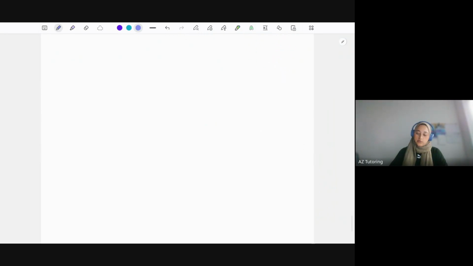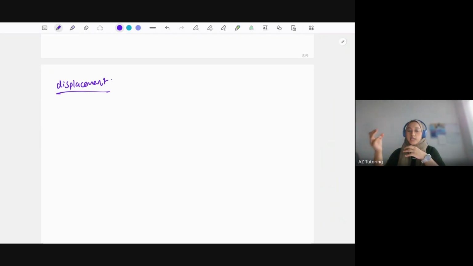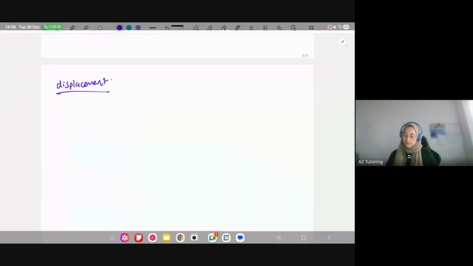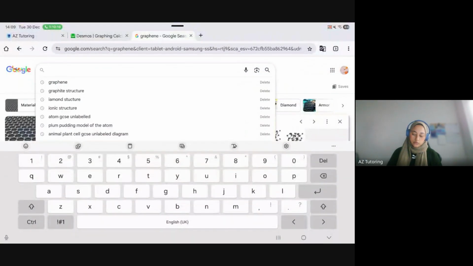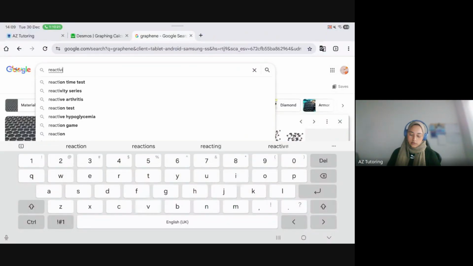We need to know about displacement reactions. Let's go over displacement reactions. Now, what the word displacement means is displacing something out of place. So something that's more reactive will displace something that's less reactive. So you need to know about the reactivity series, and this is something that you do need to remember. So rather than me writing it down, let me find it somewhere. So reactivity.